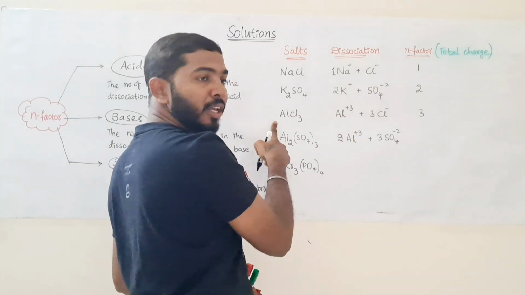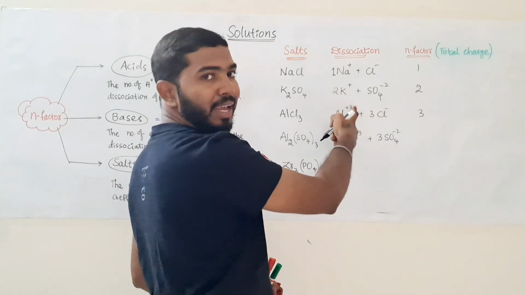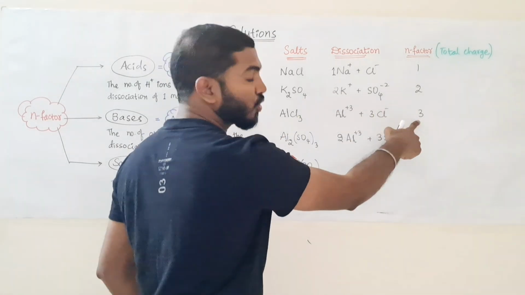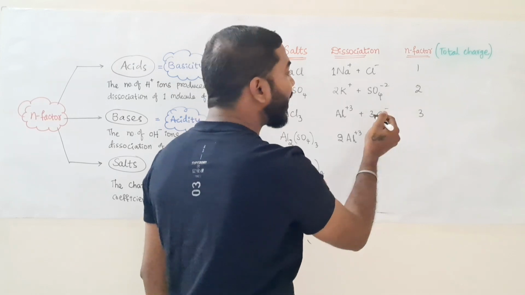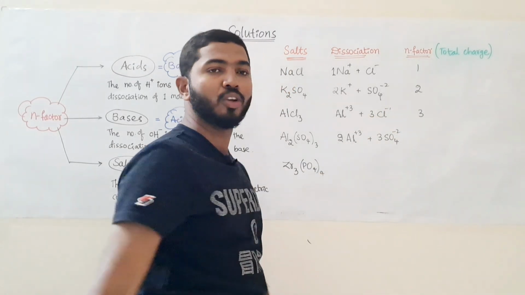Next, if we move to aluminum chloride, Al plus 3 and then 3 Cl minus. We can directly take the cation or we can even take the anion. If you see the cation, we are going to get the N factor as 3, and even for the anion, that is -1, actually 1 into 3, it is going to give us 3.